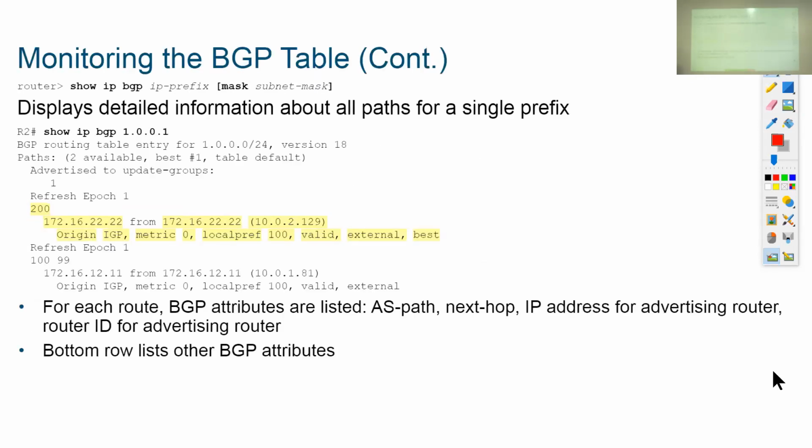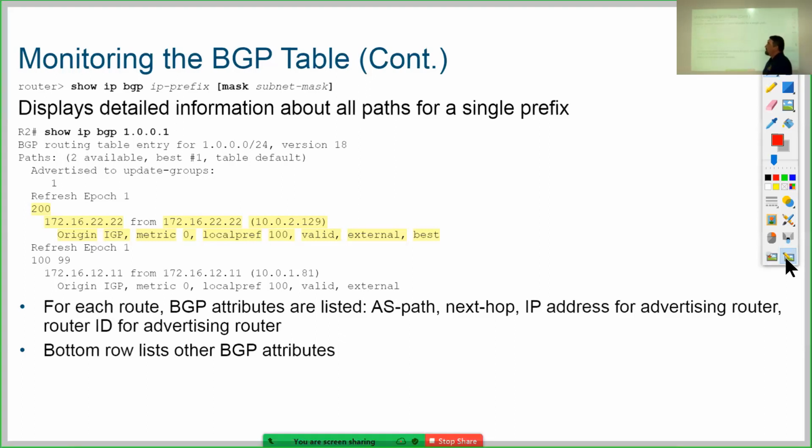Now, you can get much more detailed information about an individual route by saying show IP BGP and then specifying the prefix we're looking for, or destination IP address for that matter. It would show you which route we are going to use to get to that destination address. So here they're looking at show IP BGP for the 1.0.0.1 address. How would I get to the 1.0.0.1 address? They show me in this case, in my BGP table, I have a route for the 1.0.0.0/24 network. There are 2 available paths.